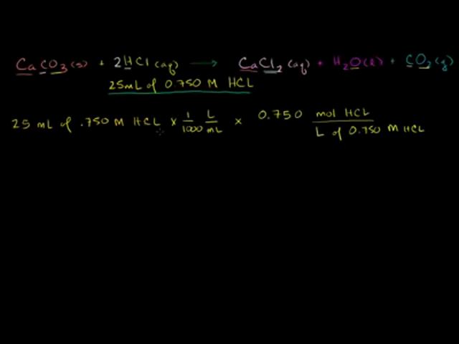So let me make sure you understand what I'm doing here. I first want to get the 25 milliliters into liters. So I'm going to essentially divide by 1,000, and the units will work out. We have milliliters in the numerator, milliliters in the denominator. We're left with liters on top.